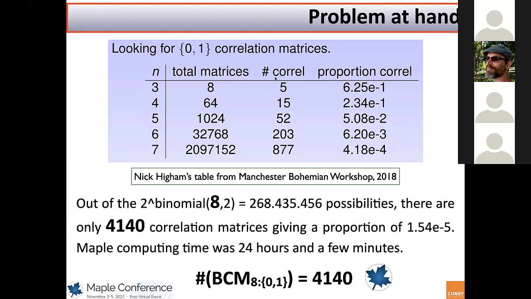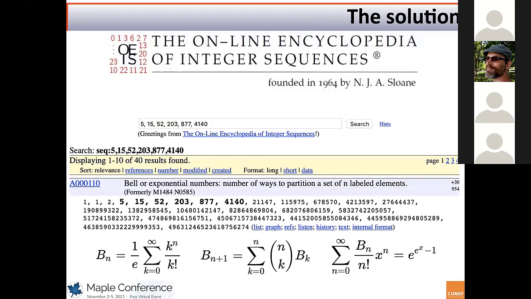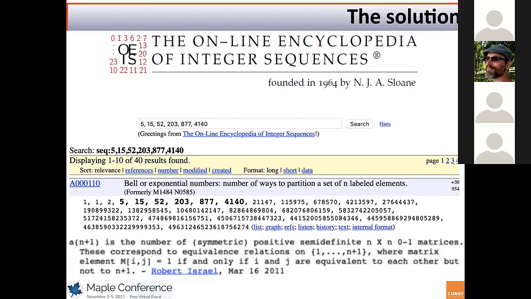Having these numbers, 5, 15, 52, and so on, we moved to the Online Encyclopedia of Integer Sequences, and we discovered that these sequences correspond to the Bell numbers. This was very good news for us because it provides a conjecture to prove: that the number of Bohemian correlation matrices of dimension n with entries 0 and 1 are just Bell numbers. Well, we were not so lucky, because we also discovered that Robert Israel had already discovered it, and this information comes from the online encyclopedia, where he describes exactly the formula we were looking for.